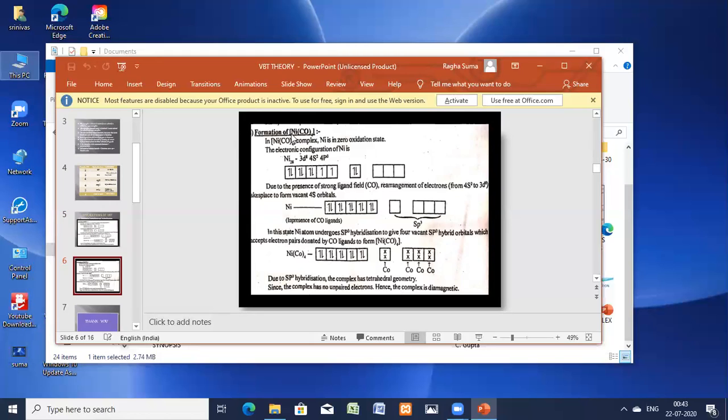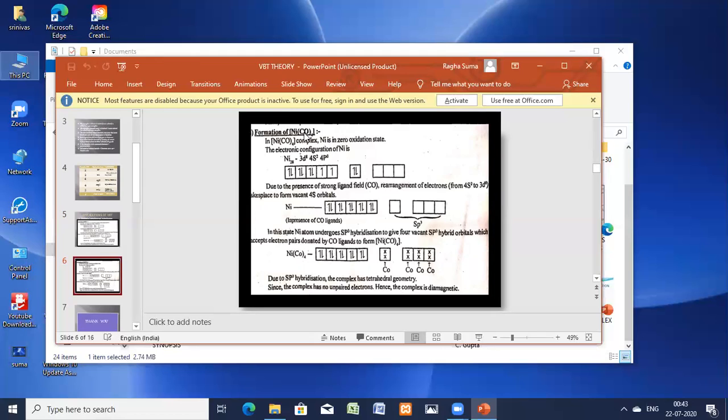Nickel tetracarbonyl, capital C, capital O. See, cyanide and carbon monoxide are very strong ligands. These are the strong ligands. In the nickel tetracarbonyl complex, we'll see how the bonding is there. Nickel is in the 0 oxidation state. In the previous class, I explained to you about oxidation states. So, carbon monoxide is a neutral ligand.